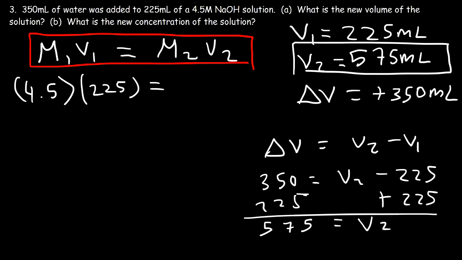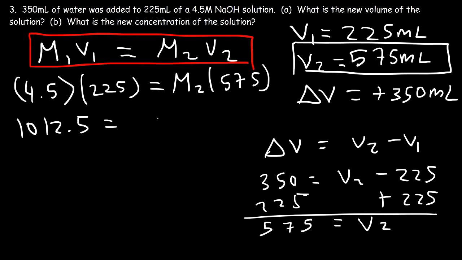If you started with 225 milliliters of solution and then you add 350 milliliters of water to it, then you should end up with 575 milliliters of solution. Now that we have V2, we could find M2. So it's 4.5 times 225, which is 1012.5. Next, let's divide both sides by 575. So M2 is 1012.5 divided by 575, and that comes out to be 1.761.